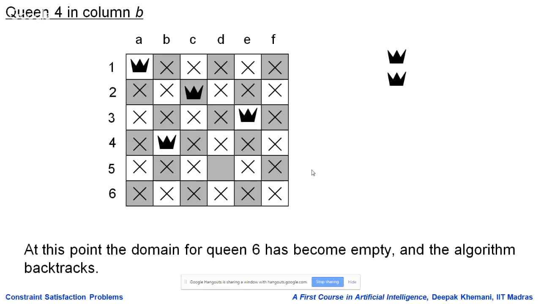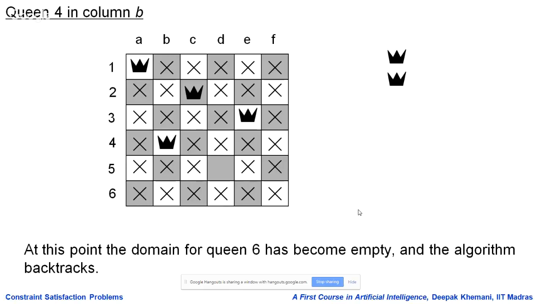So let's illustrate the same algorithm with the map coloring problem. The idea is still the same: you keep trying values for variables in a particular chosen order, and you keep doing this look ahead. If at some point the domain of some future variable becomes empty, then you backtrack.